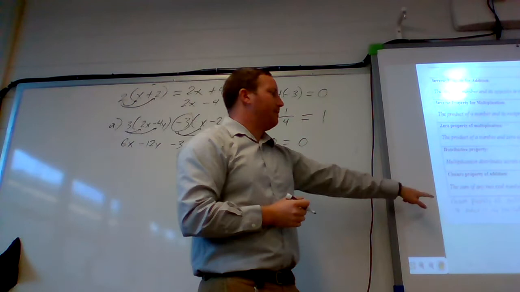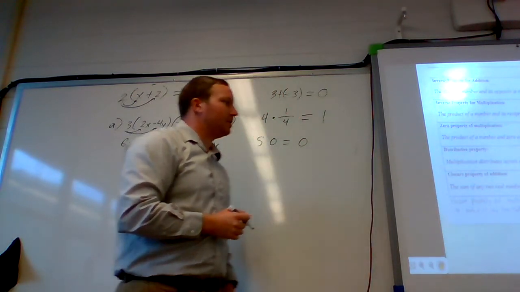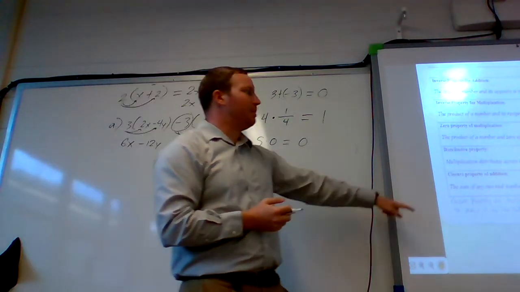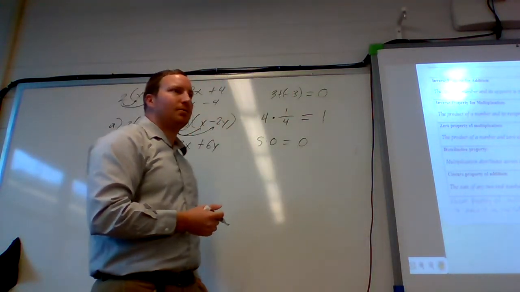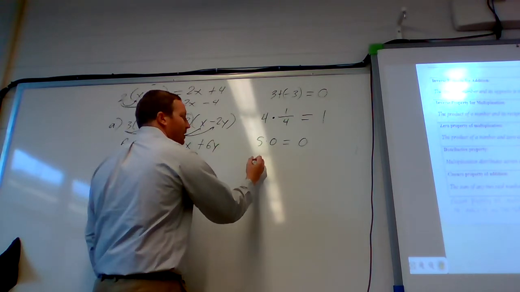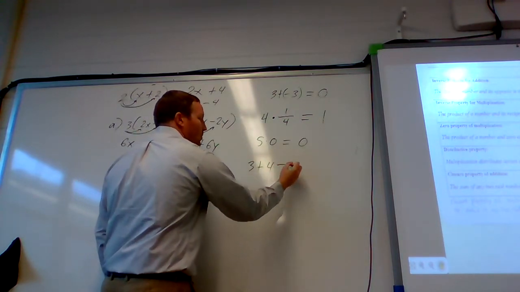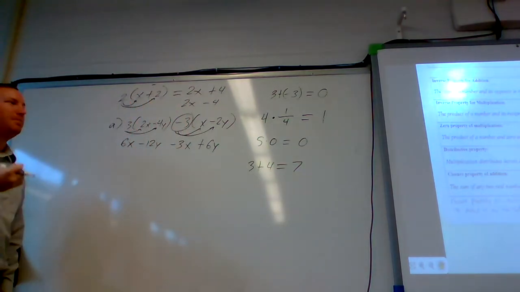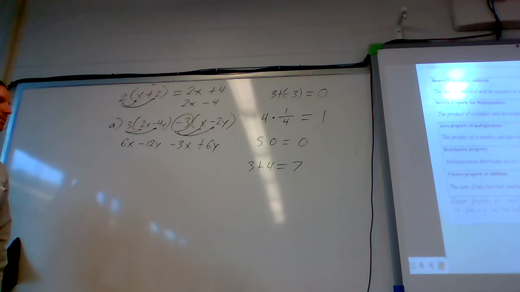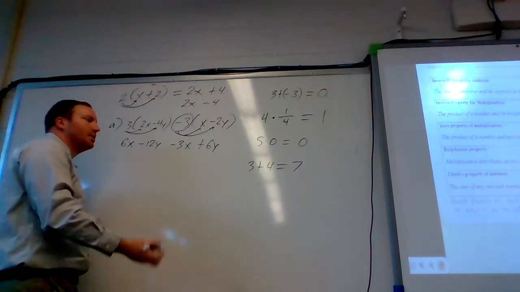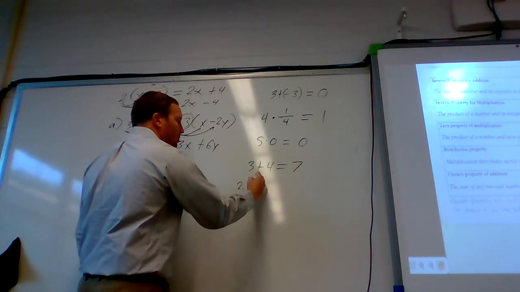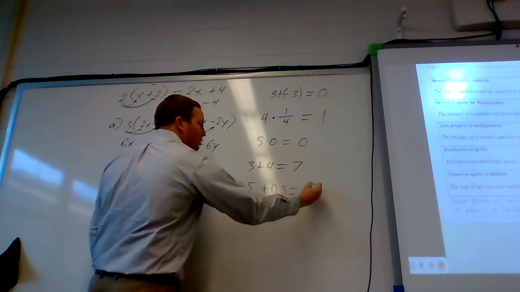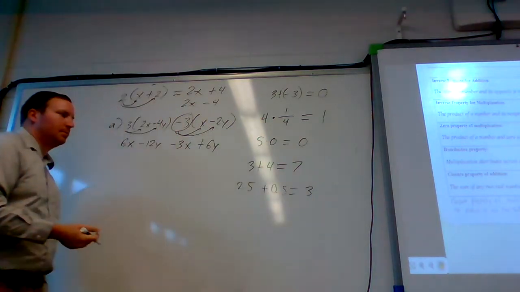Then we have our closure properties. So we have these two properties that we're going to look at. We have the closure property of addition: the sum of any two real numbers is another real number. So all that's saying is 3 plus 4 is equal to 7. Again, we're talking about the real numbers, so we could have real numbers that are decimals. We have 2.5 plus 0.5. It's going to give us 3.